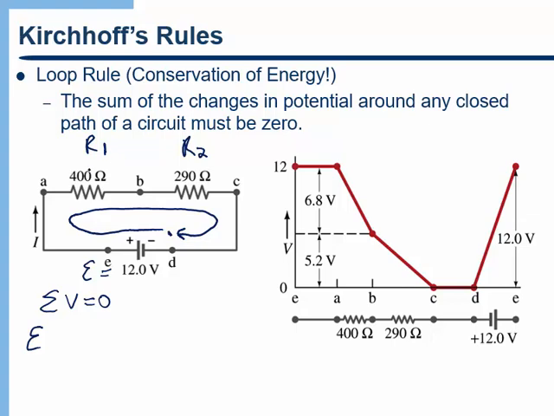When we go through R1, we get a voltage drop. Okay, so in other words, we get minus I R1. When we go through resistor 2, we get another voltage drop, so that would be minus I times R2. Again, just using Ohm's law for that. And that has to equal 0.